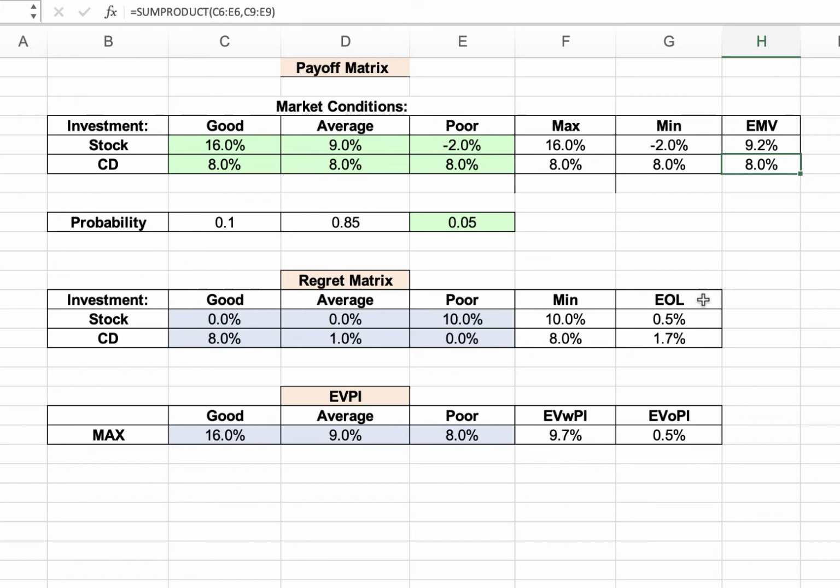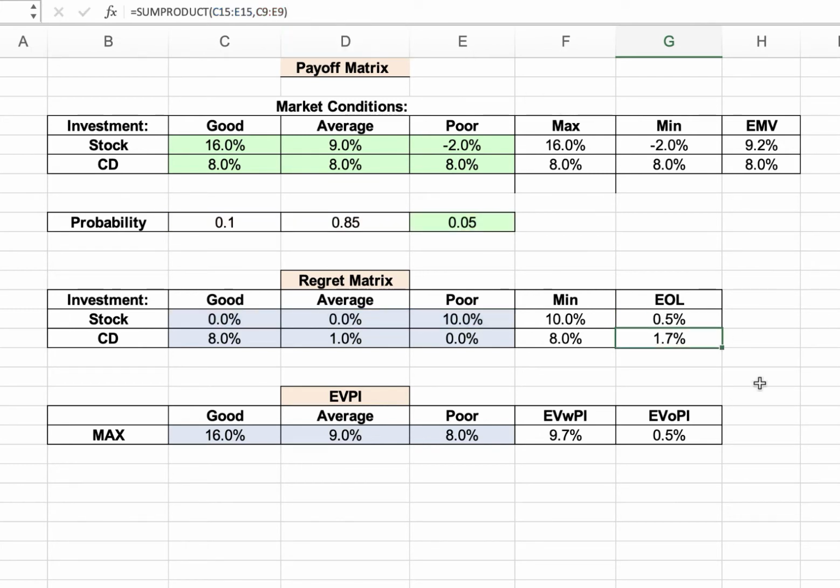We could do the same expected value calculation only using the regret matrix. This will always point to the same decision alternative. So we decided stock using the EMV. So we know we're going to decide stock using the min-EOL approach. The specific minimum expected opportunity loss is only 0.5%. And we get that also by using our weighted average, using the probabilities to assign weights to the regret totals.